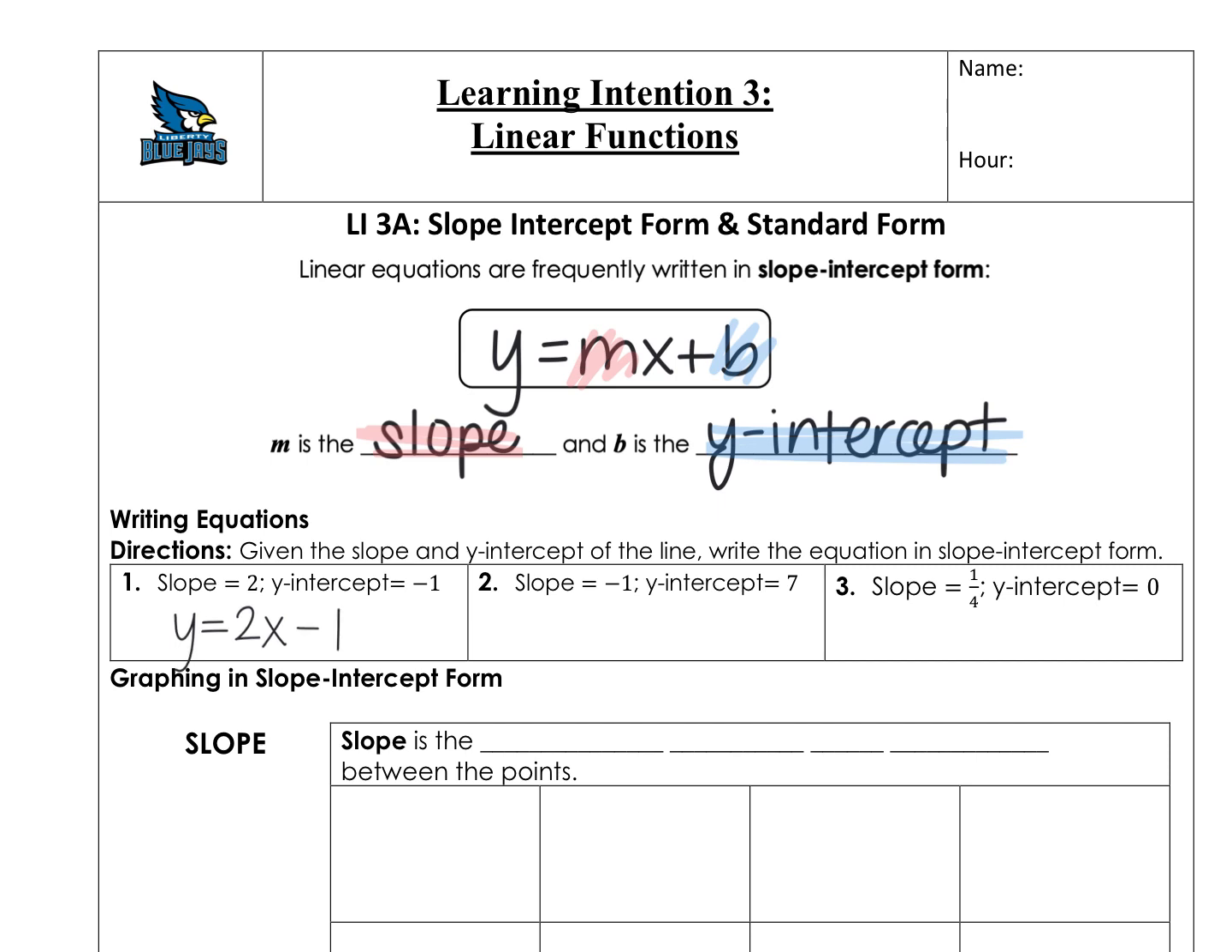Okay, can you try 2 and 3 with your table? Okay, what's this one? Negative. You can put negative 1x or just negative x. I'm going to put negative x plus 7. Okay, what about this last one?